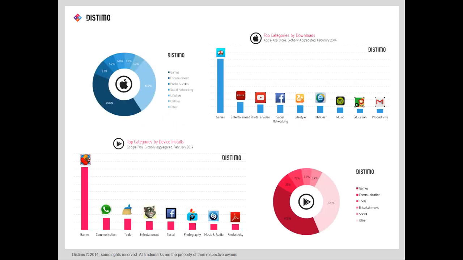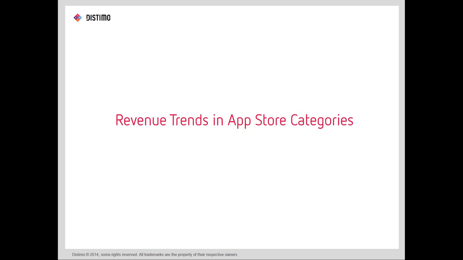We'll first start with a quick overview of the top categories in terms of downloads for Apple and device installs for Google Play. And I highlighted there examples of the top apps that pushed the category to have such an interesting trend in February compared to January. And most of these apps you can see top charts in the stores, and I would like to highlight.